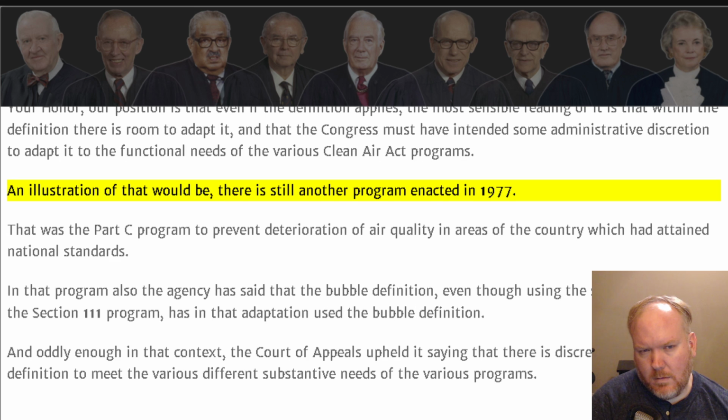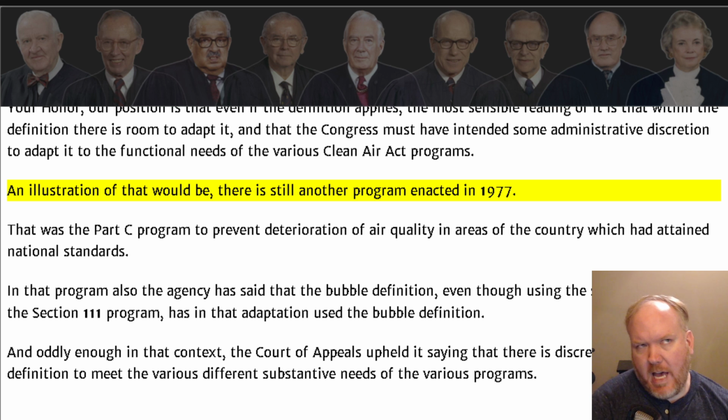An illustration of that would be there is still another program enacted in 1970. I don't even necessarily have a specific problem with a court saying a specific thing Congress intended this to be defined or administered by the agency. Like, Congress could do it explicitly. That would be fine. They say, like, well, you guys figure it out. I think they could defer to the agency. They could do it explicitly or implicitly.